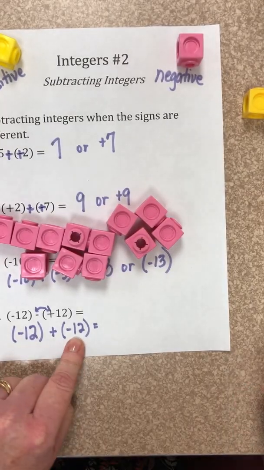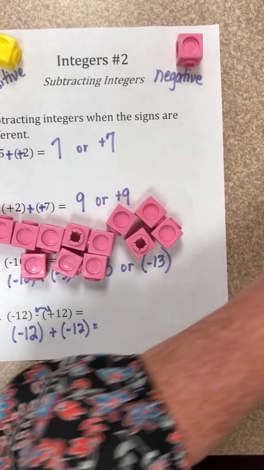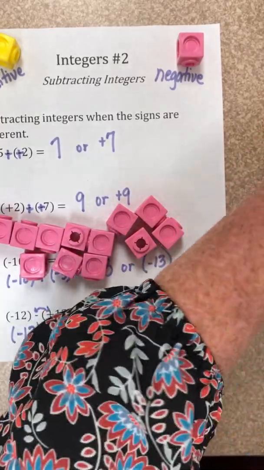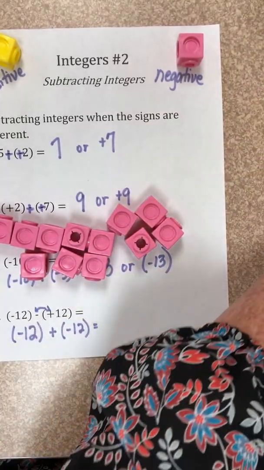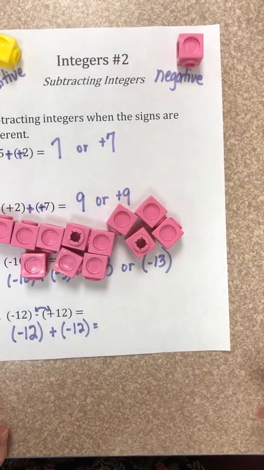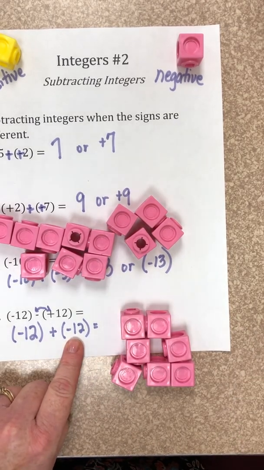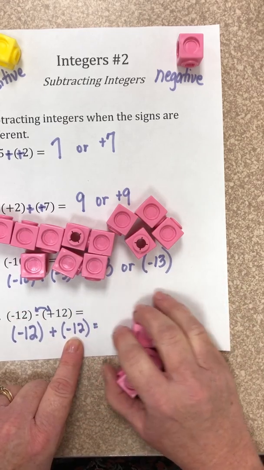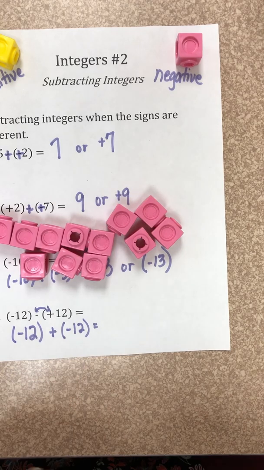But I need another 12. Uh-oh, I don't have 12. I don't have enough pink cubes. I have 1, 2, 3, 4, 5, 6, 7 more. I don't have 12. So let's say this happens at home. You don't have enough pieces. So could you do something on your paper that would help?